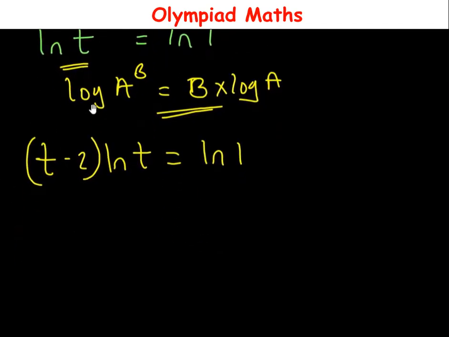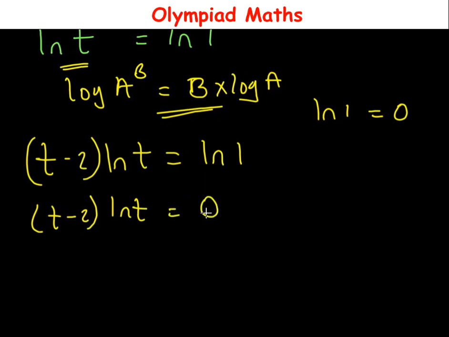Now, ln 1 is always equal to 0, it is a standard. So in brackets, t minus 2 multiplied by ln t is equal to ln 1, which is always 0, such that with this we can equate this to 0 and also equate this to 0. So t minus 2 is equal to 0, or ln t is equal to 0.